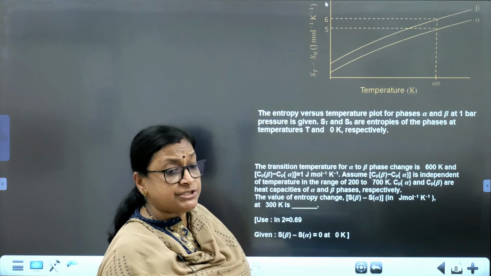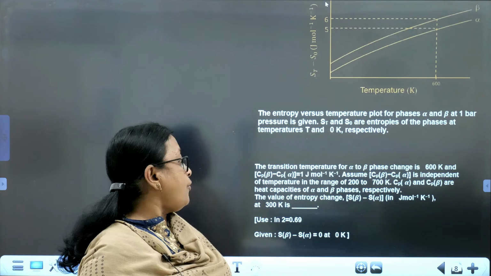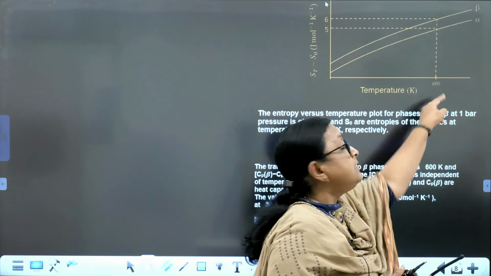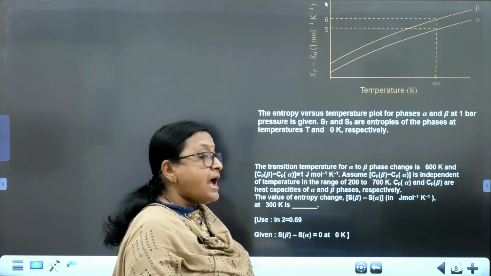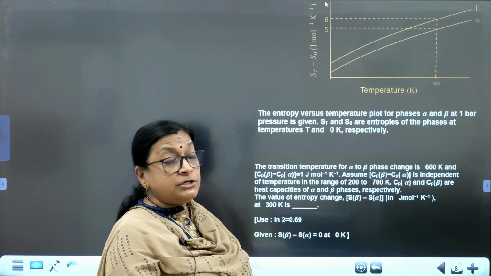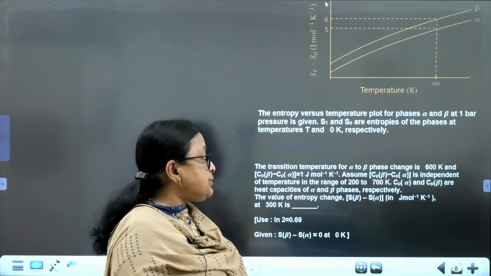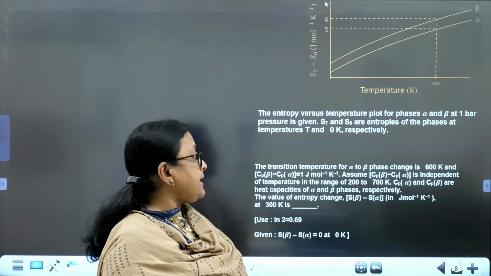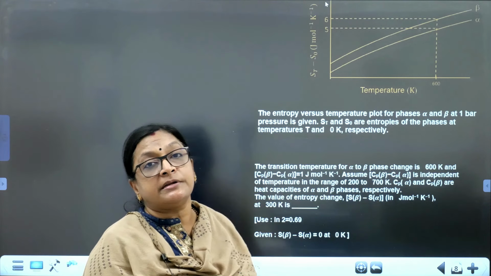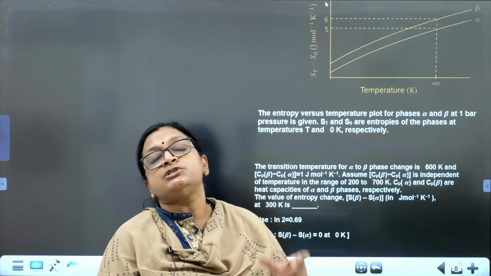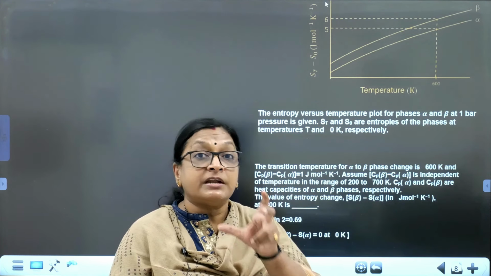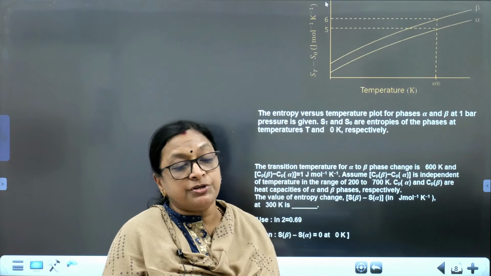Now let us go to the question. The transition temperature for alpha to beta phase change is 600 Kelvin. That is what is shown here. Transition temperature 600 Kelvin, and Cp beta minus Cp alpha is 1 joule per mole per Kelvin. Assume Cp beta minus Cp alpha is independent of temperature in the range 200 Kelvin to 700 Kelvin. Between that 200 Kelvin to 700 Kelvin, the difference in Cp of beta and alpha is not changing. That is the assumption you have to make.